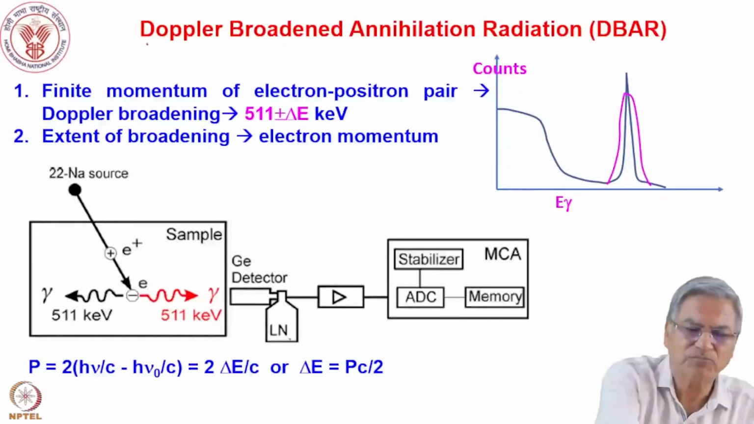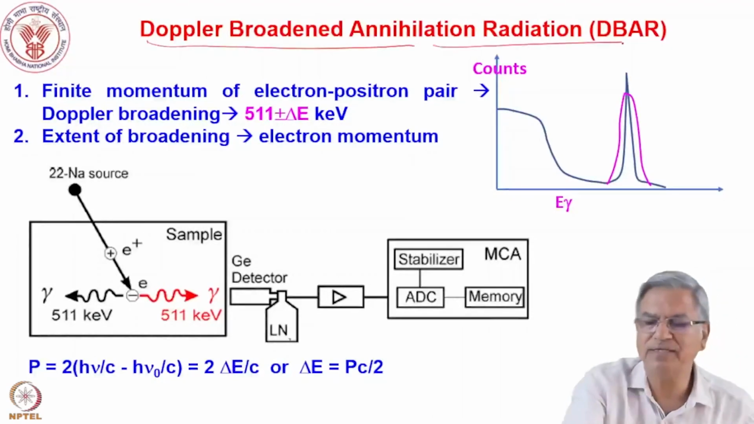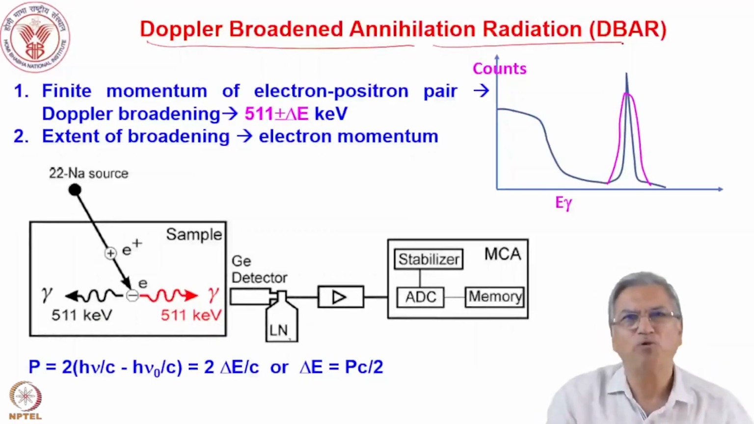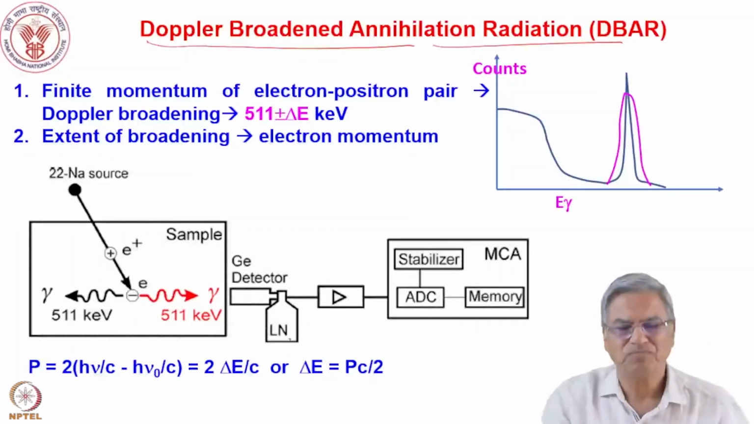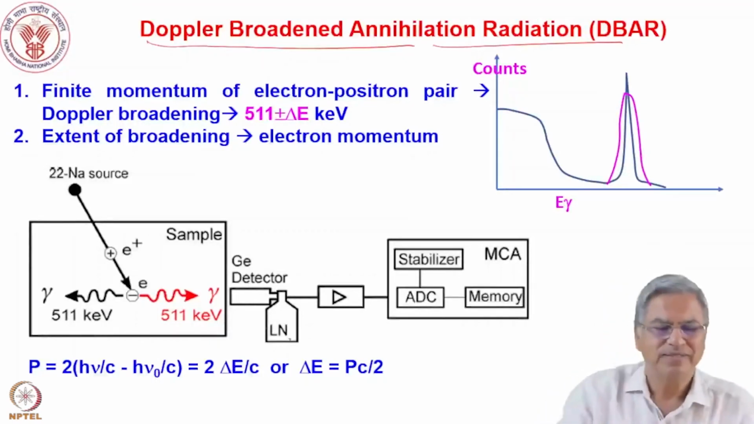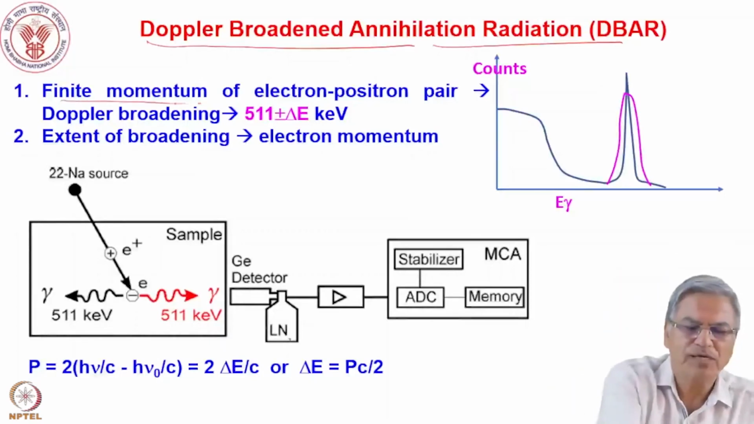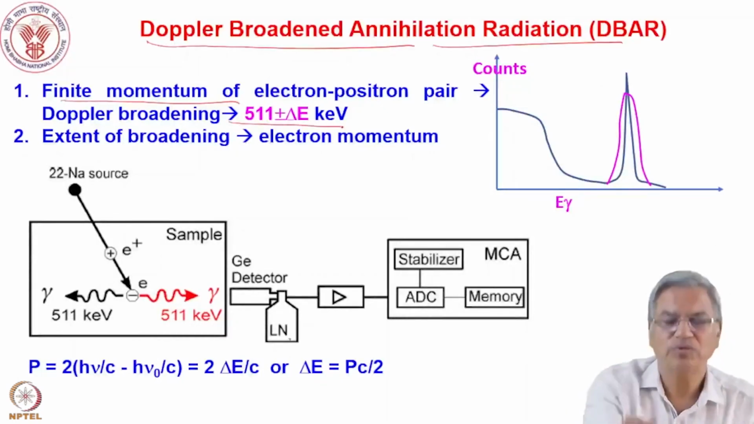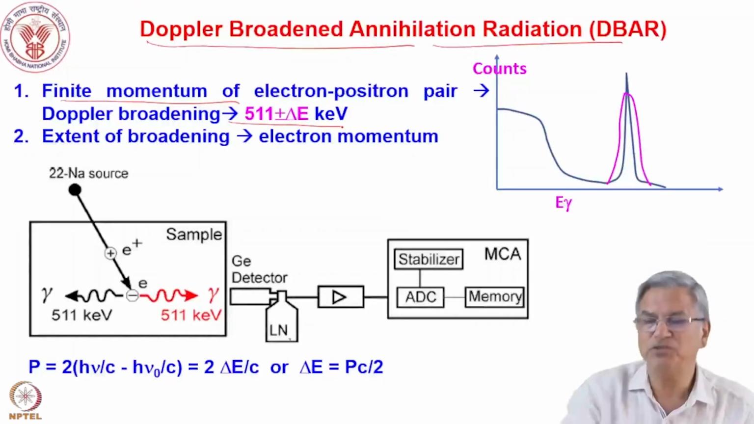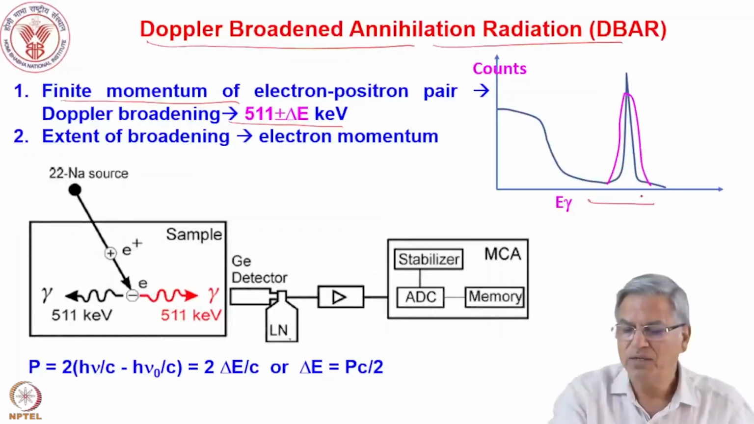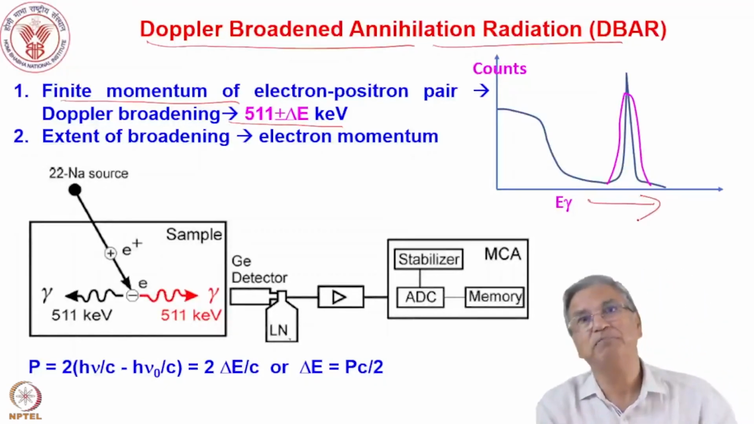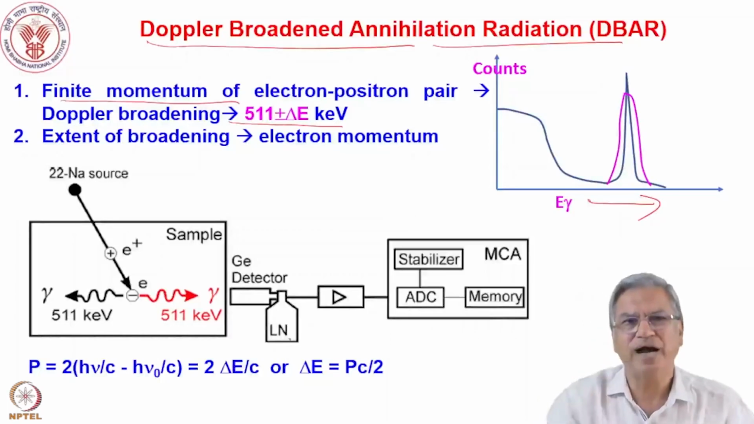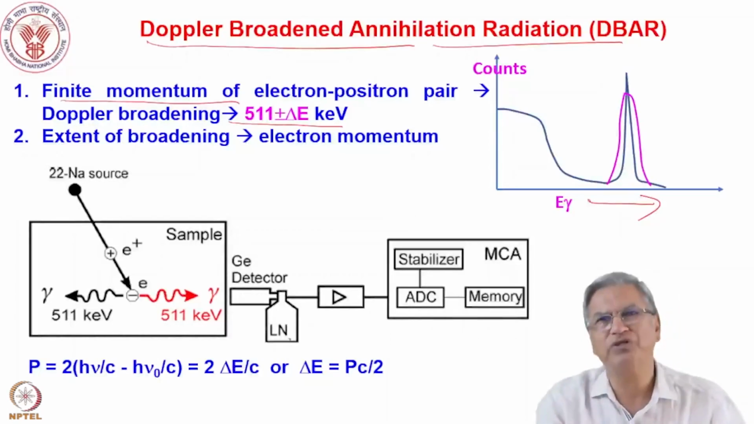So let us discuss in more detail these experimental techniques of Doppler broadening and lifetime spectroscopy. As I mentioned, the finite momentum of the electron-positron pair, when the pair is annihilating, leads to the Doppler broadening. So we consider the typical gamma spectrum determined using a germanium detector. HPGe means high purity germanium detector, which has very high resolution.